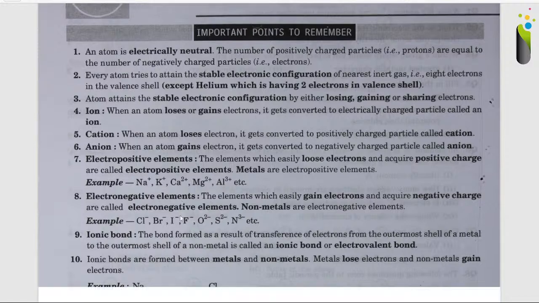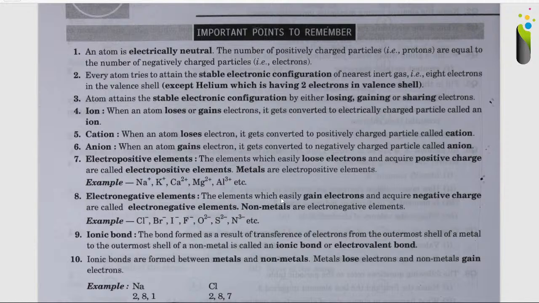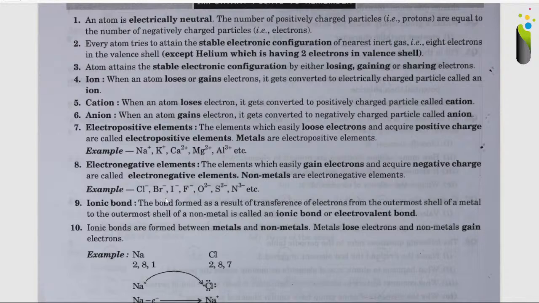Now, what are electronegative elements? The elements which easily gain electrons and acquire a negative charge are called electronegative elements. Non-metals are electronegative elements. Examples: chloride, bromide, iodide, fluoride, oxide, sulfide, nitride, etc. So it's Cl-, Br-, I-, F-, O2-, S2-, N3-, etc.